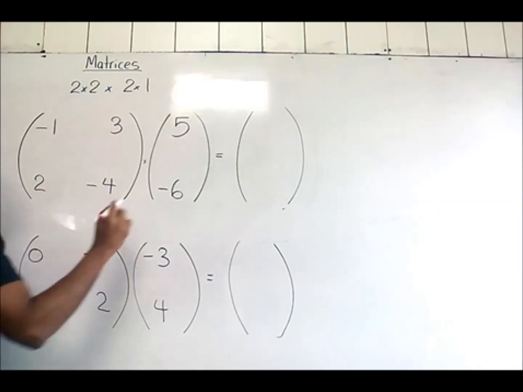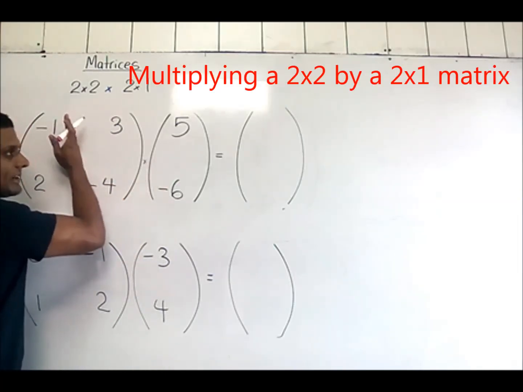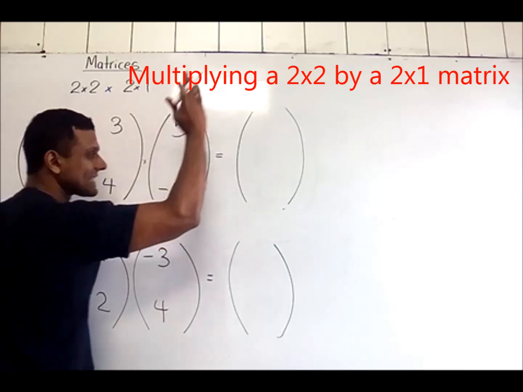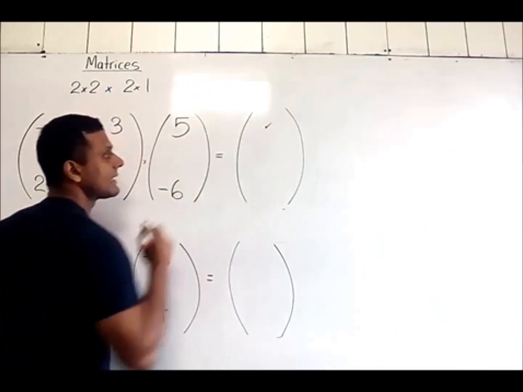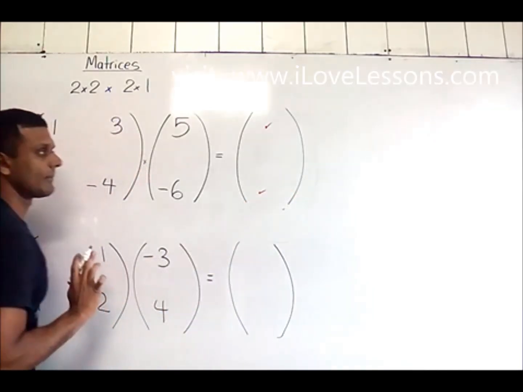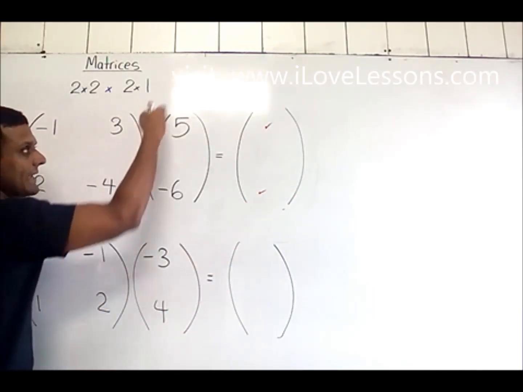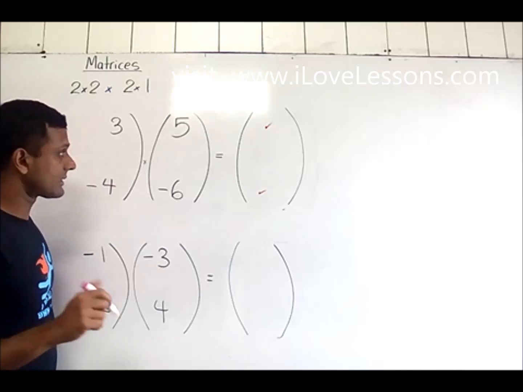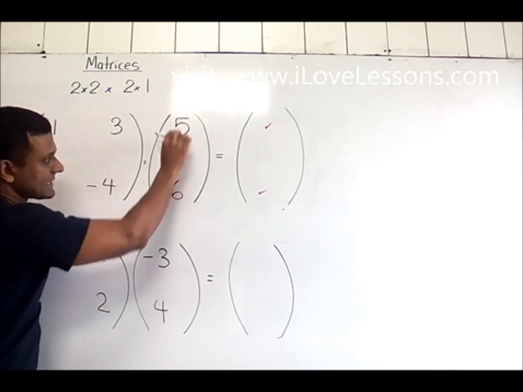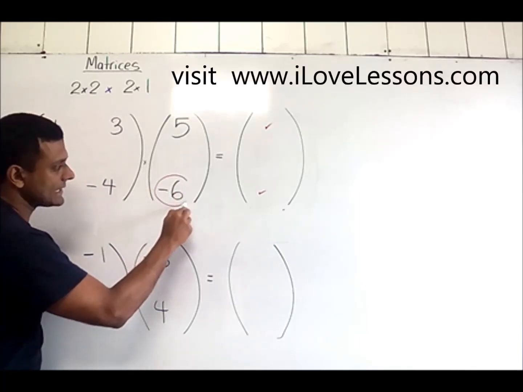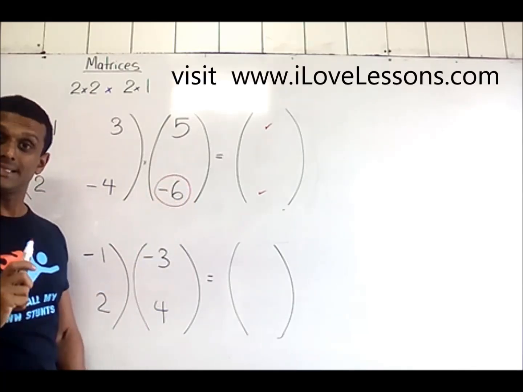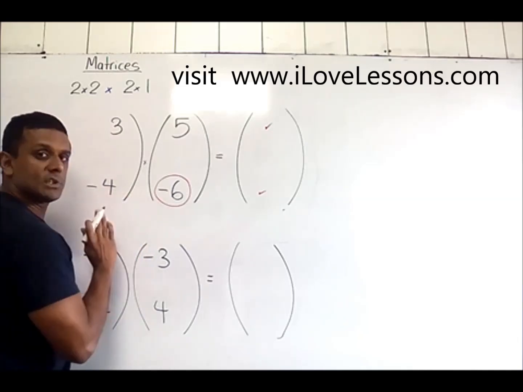What you want to do is, when you multiply a 2 by 2 matrix by a 2 by 1 matrix, expect to get back a 2 by 1 matrix, which means we're looking for one answer here and one answer here. To get the answers, pay attention to the smaller matrix. The smaller matrix, pay attention to the number underneath. So today we're going to be paying attention to what? The minus 6.